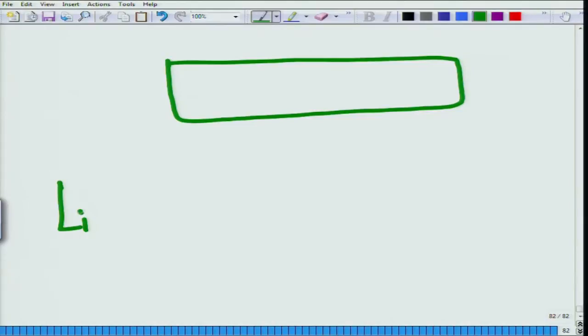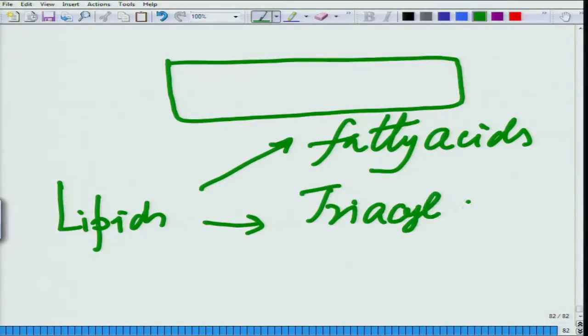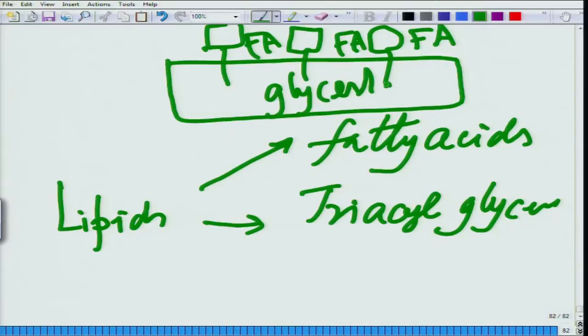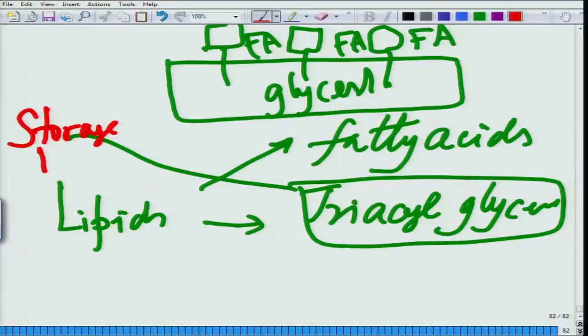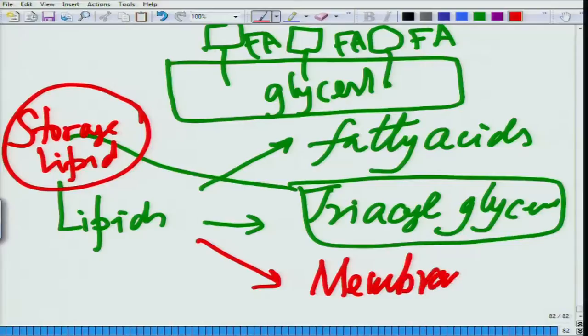So, lipids could be classified. We talked about fatty acids, and then we talked about triacylglycerol, where you saw the modification of FA, and you have the glycerol out here. Most of these triacylglycerols fall under the storage lipids. They help in storing the energy currency. And then there is the third one, which is called membrane lipids. These are even more interesting.